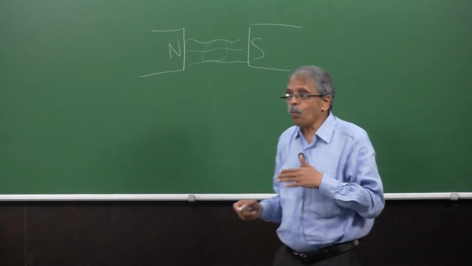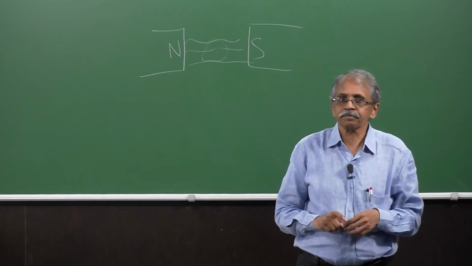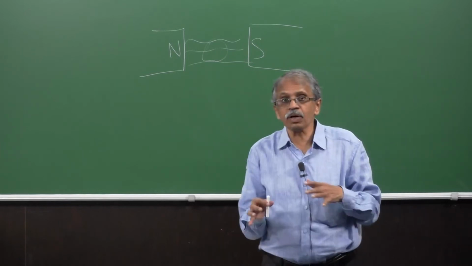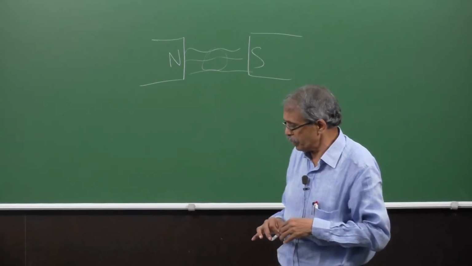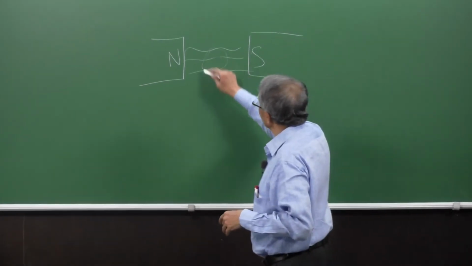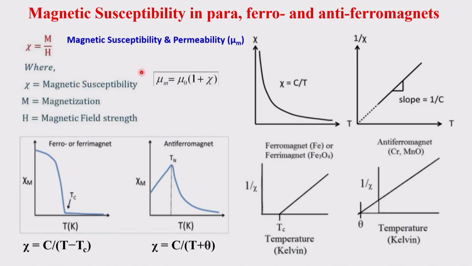How well they are permitted to go through is what is called the permeability. For each compound it will be different. Not all compounds will have the same permeability. So this is another parameter. You can see the permeability at the molar level, mu naught times 1 plus chi.